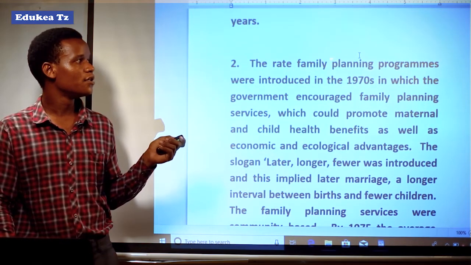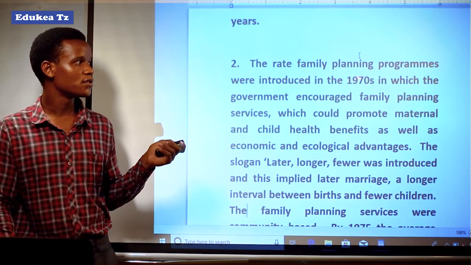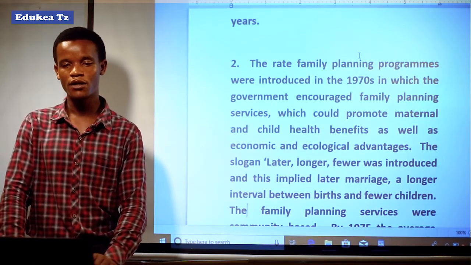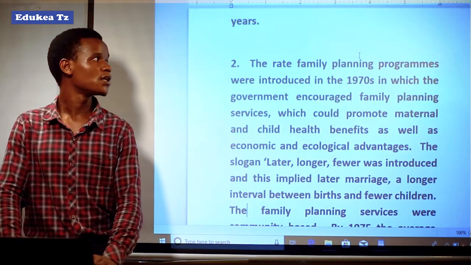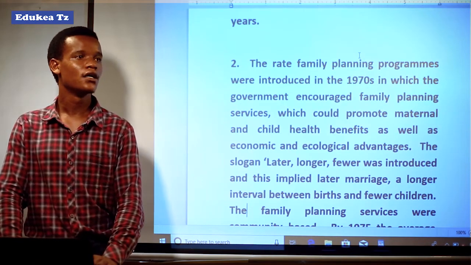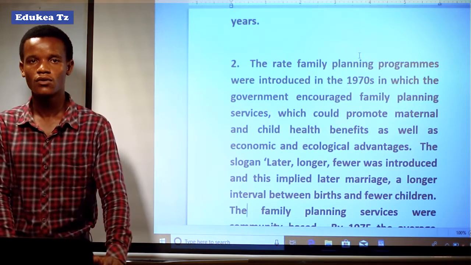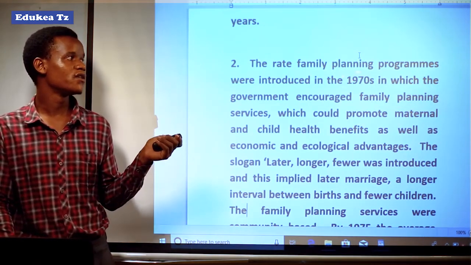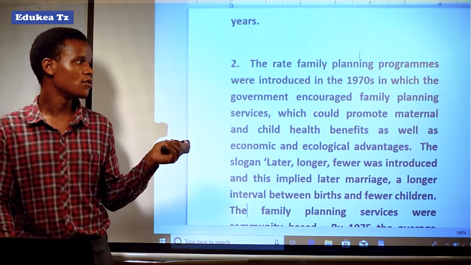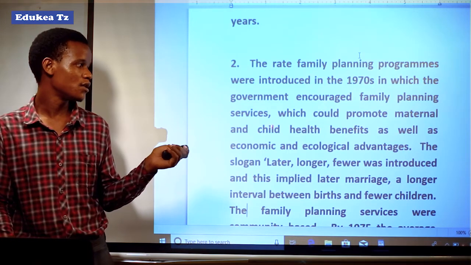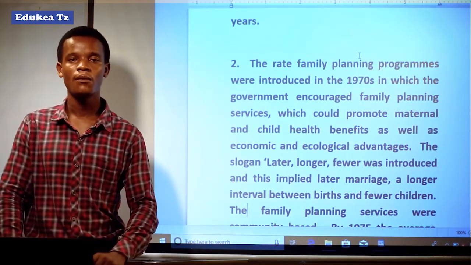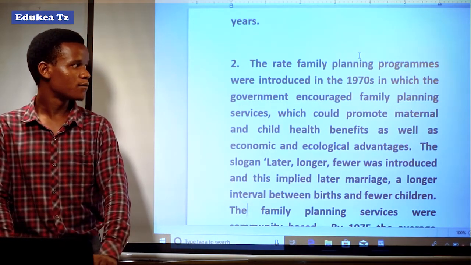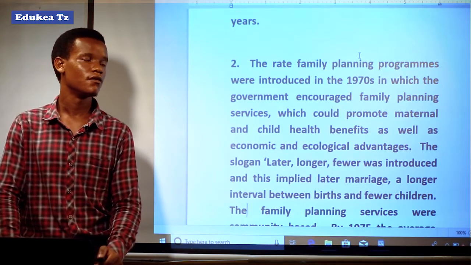The second is the family planning program that was introduced in the 1970s. In the 1970s, the government came up with the family planning program in order to control the population, because in the 1960s the population of China tended to be high. So the government came up with the idea of controlling the population. The government encouraged family planning services, which could promote maternal and child health benefits as well as economic and ecological advantages. They saw that by using family planning as a strategy to control the population, the economy would advance for the purpose of their nation.